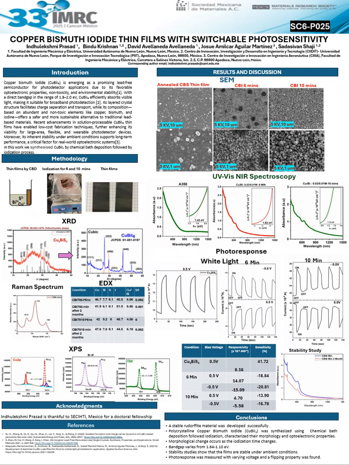Hi all. Today I am going to present my work based on copper bismuth iodide thin film with a switchable photosensitivity. We know that perovskite materials are well known for their excellent performance in solar cells and photodetectors. Basically, efficient perovskites are made using lead. We know that lead is toxic.